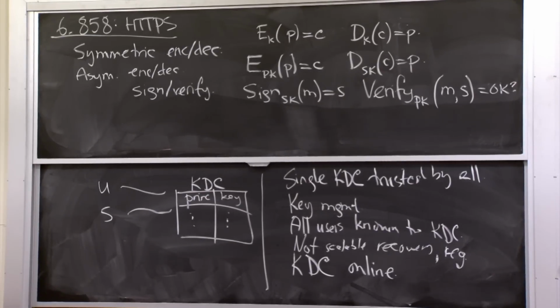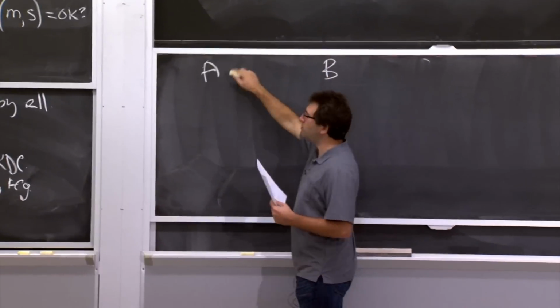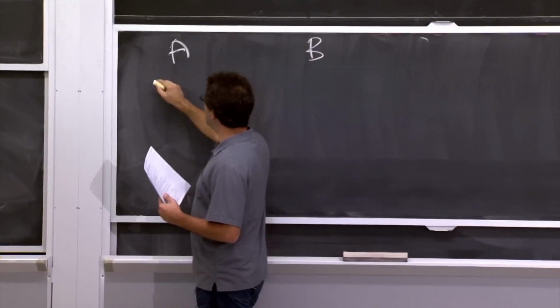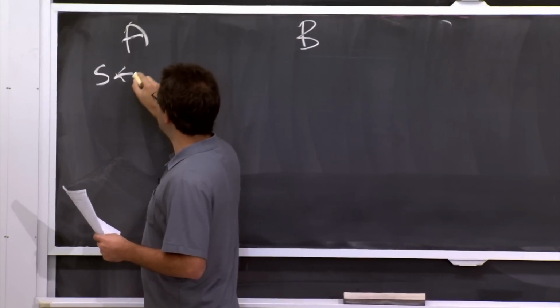So a typical protocol might look like this. You have A and B, and they want to communicate, and A knows B's public key. So what might happen is that A might generate some sort of a session key S.